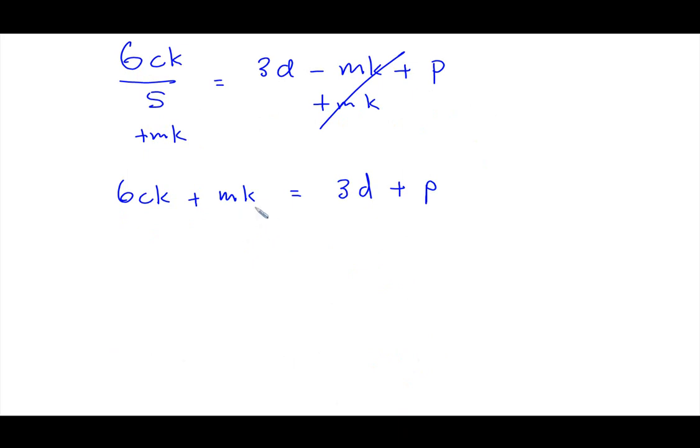So the reason why you want to get the k's on the same side is because you should recognize that this has a k, this also has a k. So what I can do is factor out a k. I could take a k out from both of these. It's kind of like the reverse of distributing. So the GCF here is k.